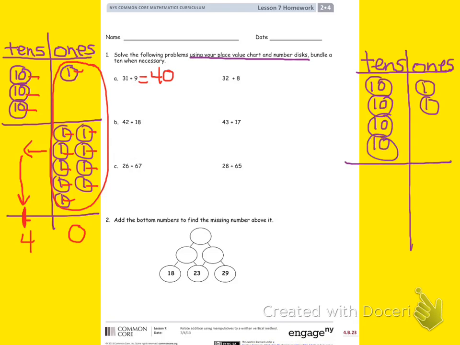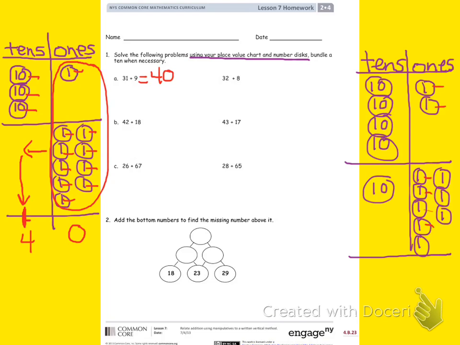Now we move on to 18. There are 8 1s in 18. 1, 2, 3, 4, 5, 6, 7, 8. And 1 group of 10s. Now I'll draw my equals line. And now I'll add them up using the written vertical method. 2 1s plus 8 1s. 1, 2, 3, 4, 5, 6, 7, 8, 9, 10. It's 10. So again, 10 has 0 1s and 1 group of 10.